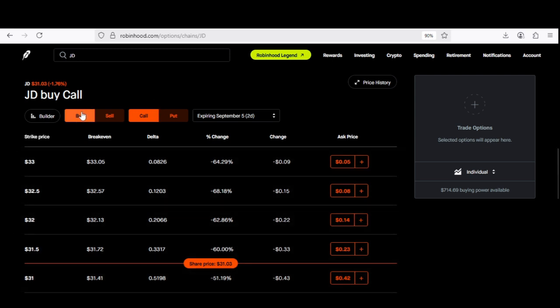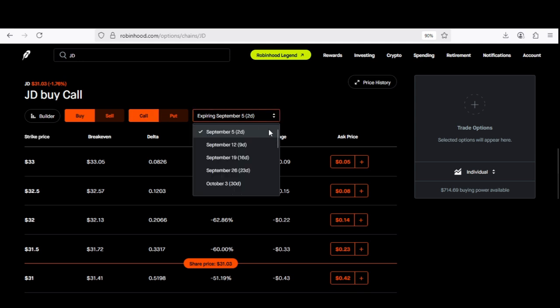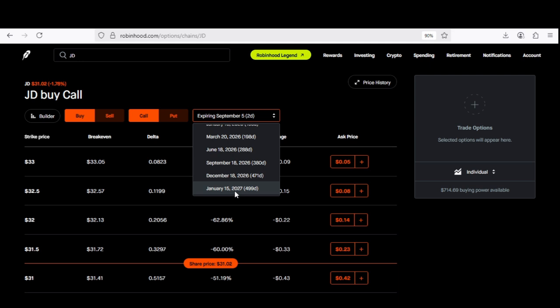So we're going to go to buy, we're going to go to call, and we're going to go ahead and select our strike date. The strike date I will be choosing is going to be the January 15th right here, 2027. That's going to give me around 499 days to expiration. So that's roughly going to be equal to around 16 months. So let's go ahead and select that.